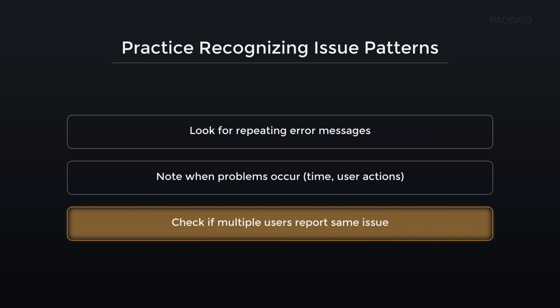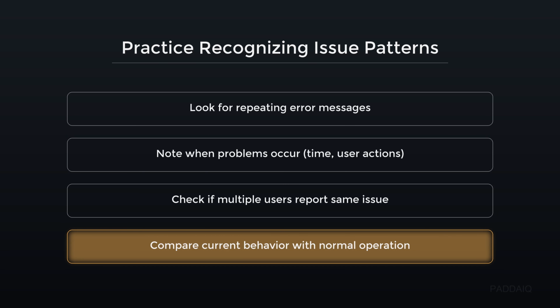Check if multiple users report the same issue. This means when several people independently describe identical problems, it indicates a systemic issue rather than individual user error. For example, if 3 employees all report being unable to submit their timesheets in the same way, this strongly points to a shared application problem. This pattern helps prioritize genuine system-wide problems for resolution.